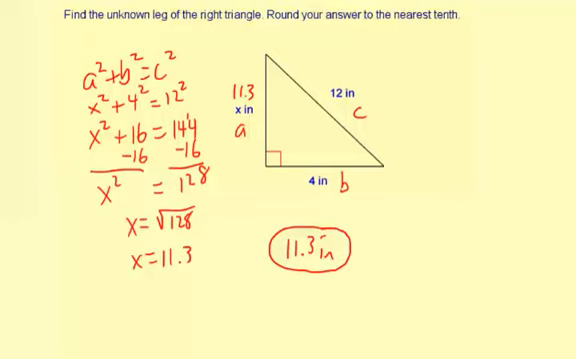So this shows you how to use the Pythagorean theorem to solve for an unknown leg of a right triangle.